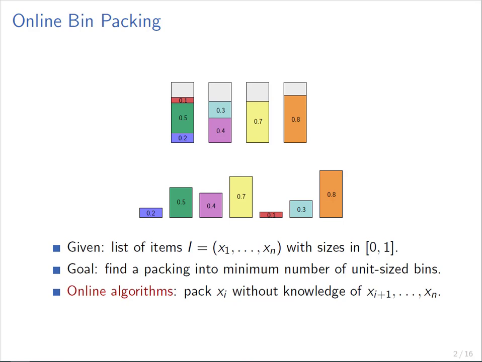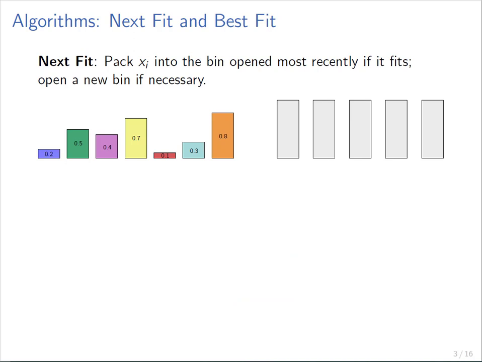And we study the online variant of the problem, which means that the items arrive one by one, and an online algorithm needs to pack the current item without knowledge of the future items. Two quite simple algorithms for bin packing are NextFit and BestFit, and in particular both of these algorithms are online algorithms. That's why I will present these algorithms here. I will start with NextFit.